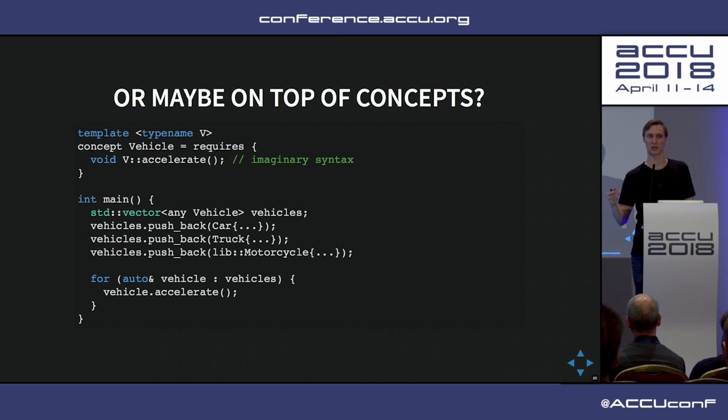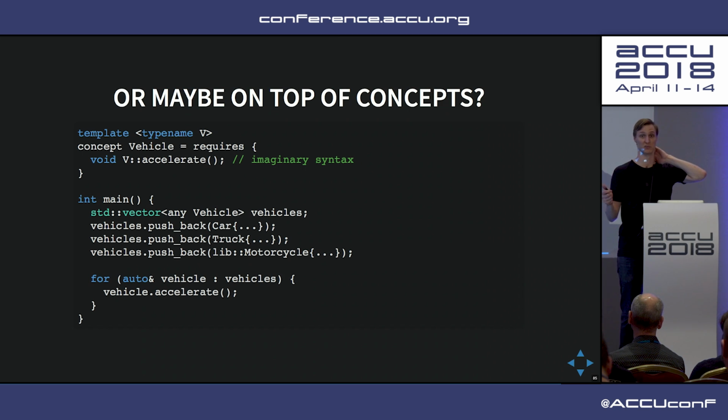It's really difficult to say, oh, because I can say v.accelerate, it means that this thing must return void, first of all. It's not clear at all. It could be anything that is convertible to void, for example. Is it const or not const? And is it ref qualified or not ref qualified? There are all these details which are left out when you're using the normal concept syntax, and you would need these details if you were to generate a Vtable.